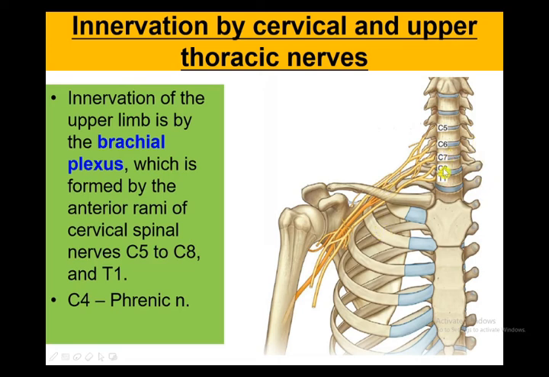Innervation by the cervical and the upper thoracic nerves. As we can see, the complete innervation of the upper limb comes from the C5 to the T1 level. So these plexuses together we call the brachial plexus, however you want to pronounce it. Above C5, at the C4 level, the nerve innervates your diaphragm, so we call that the phrenic nerve. Phrenic actually means the diaphragm.